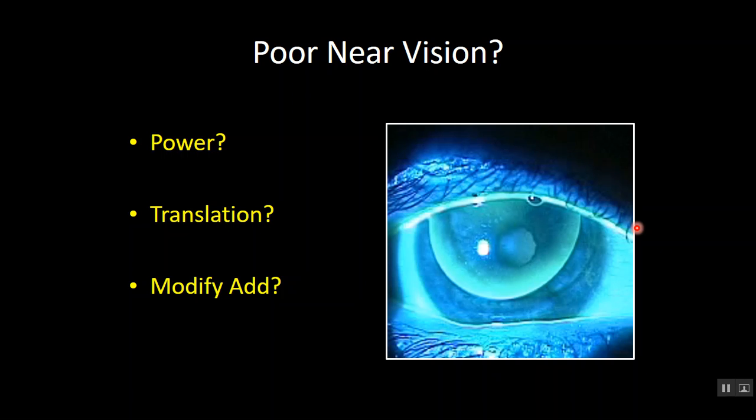Now, if near vision is poor, again, we're going to check the total power of the lens. Have we under plussed the patient? Have we over minus or given the patient too much power for distance, in which case we could back off some of the distance to provide better near? Do we have the appropriate translation? Is the patient getting into that plus toward the periphery? Or do we simply need to modify the add, push more plus into the center of the lens?